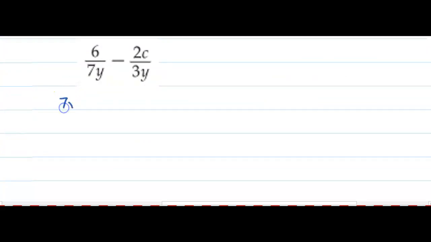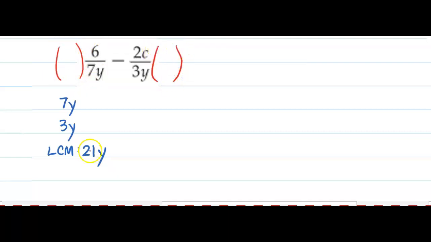7y and 3y. What would be the LCM? That's right, 21y. So I need to multiply this fraction by something and this fraction by something to turn it into 21y. The first fraction needs a 3. 3 times 7 would make 21y. The second fraction would need a 7. When I multiply those, I get 18 over 21y, subtract 14c over 21y.